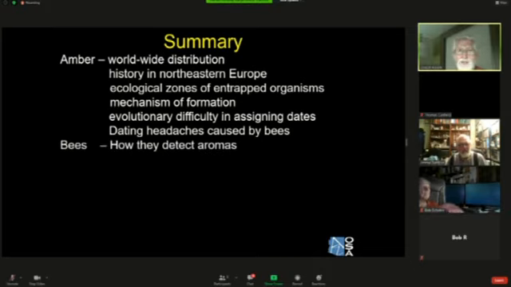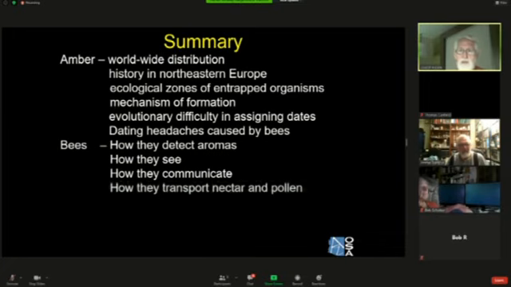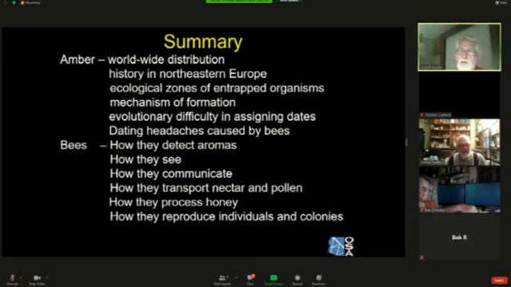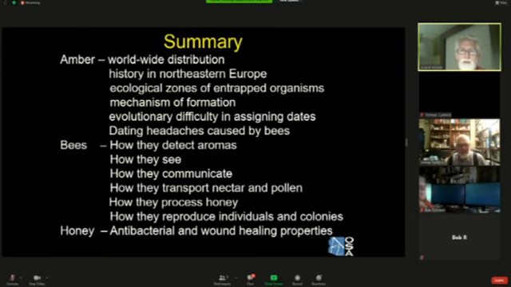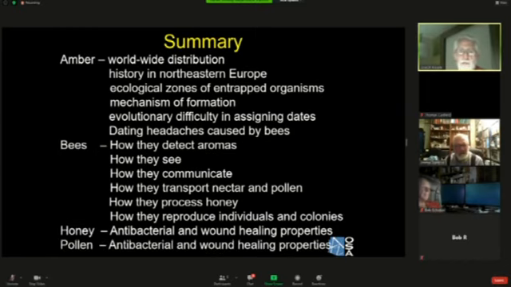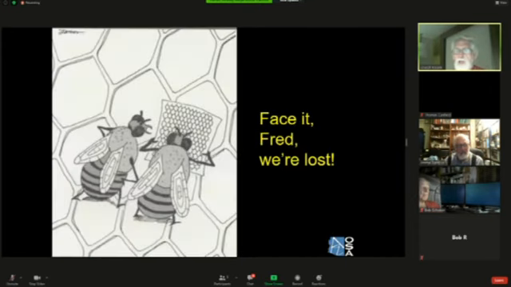And then about the bees: how they detect aromas, how they see, how they communicate, transport nectar and pollen. We can even see how they stimulate the plants to release nectar and pollen, how they process the honey, how they reproduce individuals and colonies, and then the antibacterial and wound healing properties of honey and also of pollen. So we've covered a lot of material.